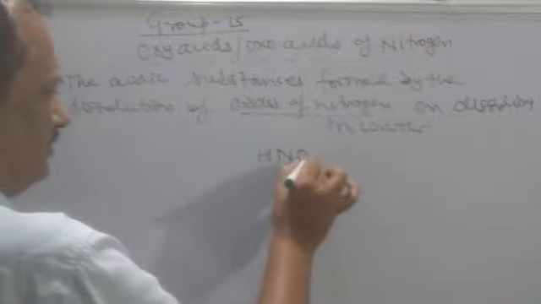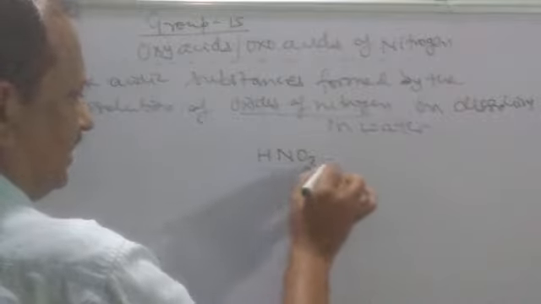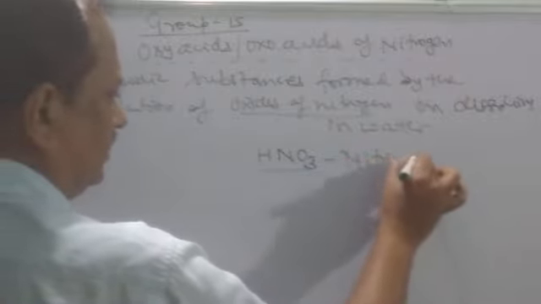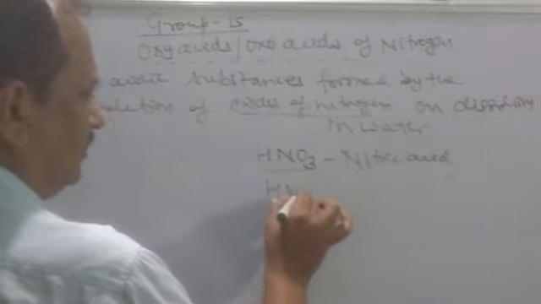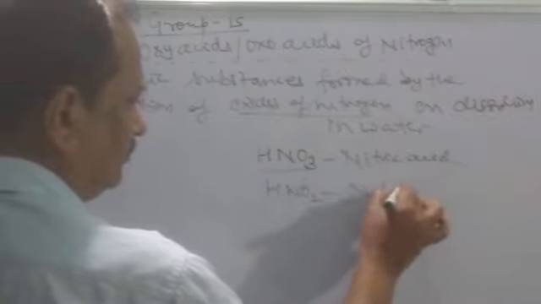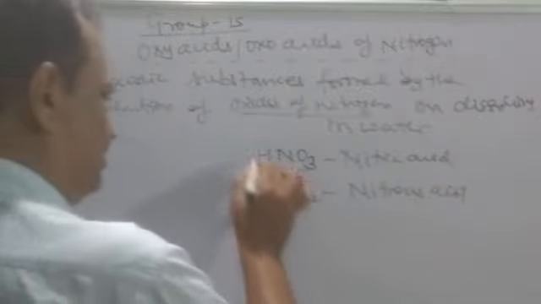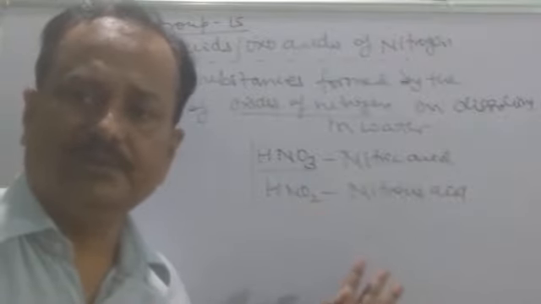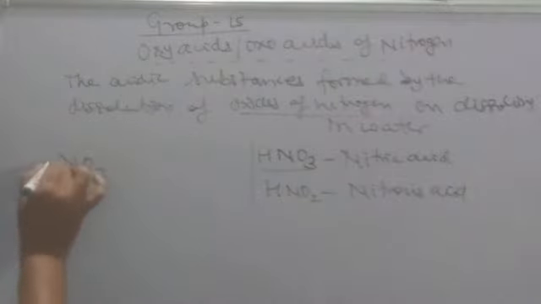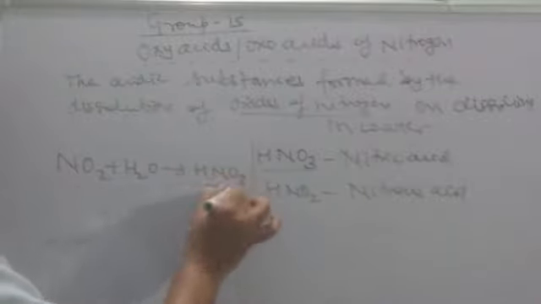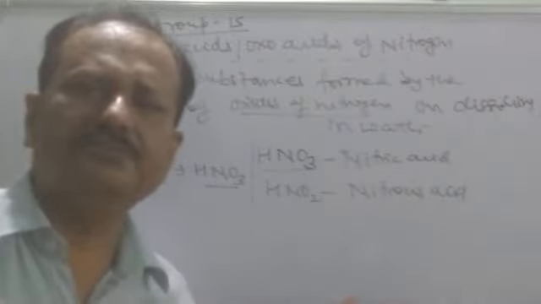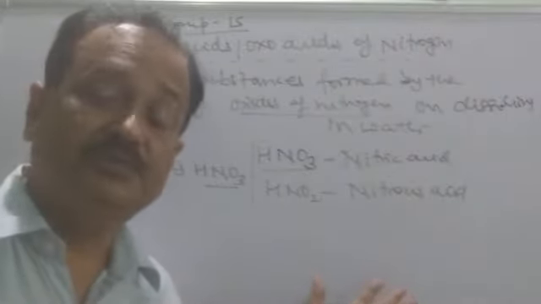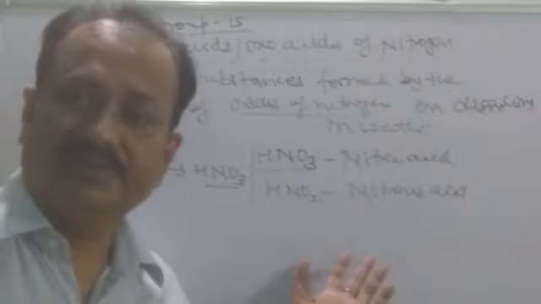HNO3. You know those things. HNO3 is nitric acid. Then HNO2, nitrous acid. These two are very important compounds, oxoacids of nitrogen. When NO2 is dissolved into water, there is formation of HNO3. Nitrous acid is also produced in similar reactions, either by the disproportionation reaction of HNO3 or similar reactions.